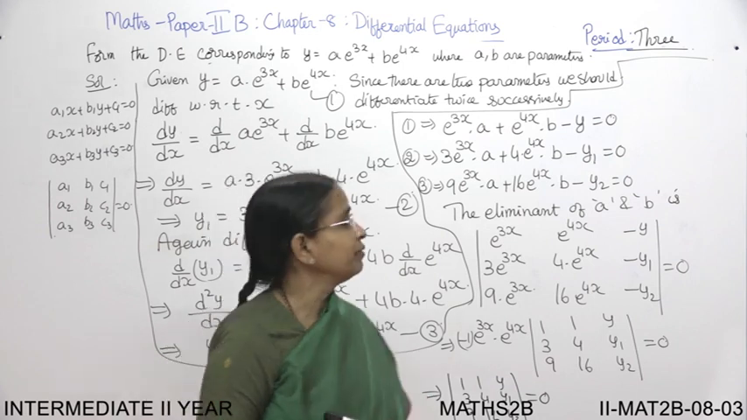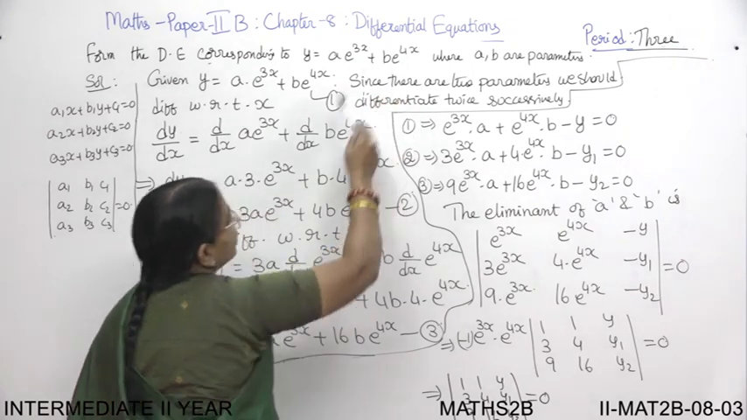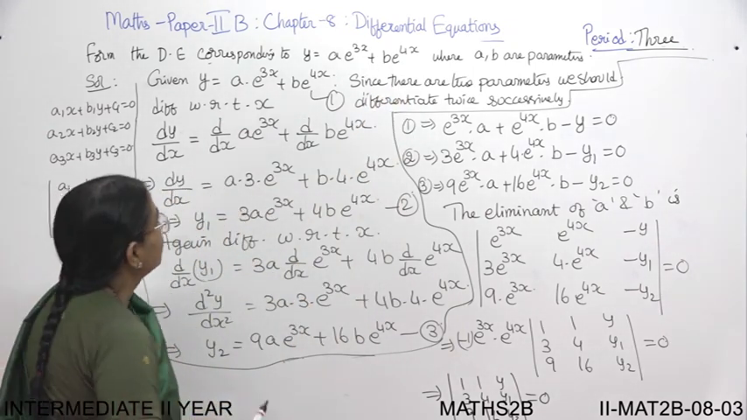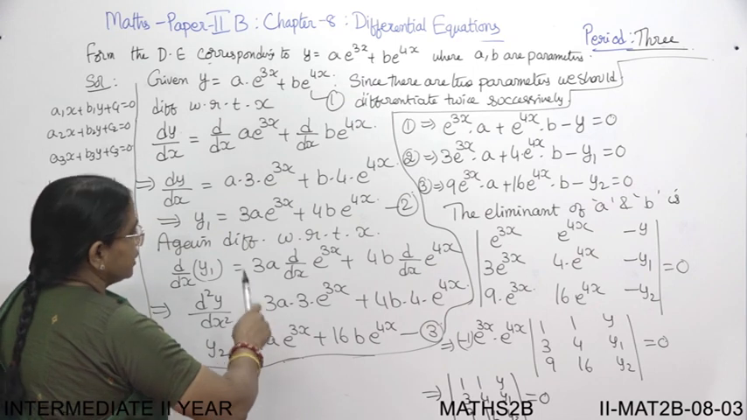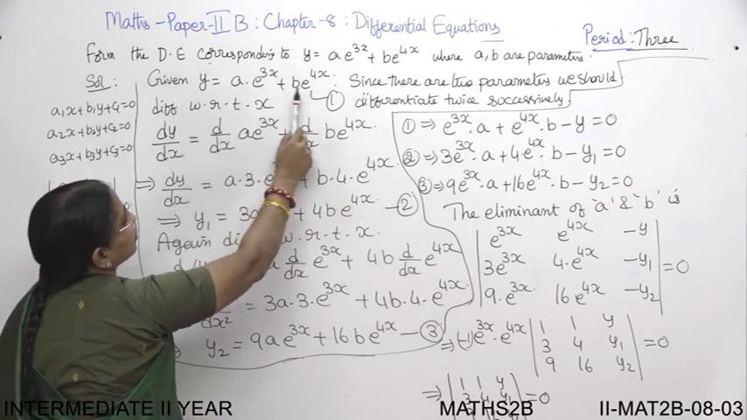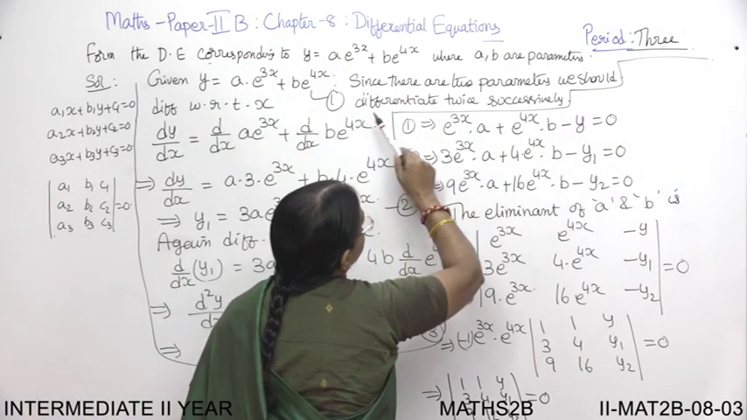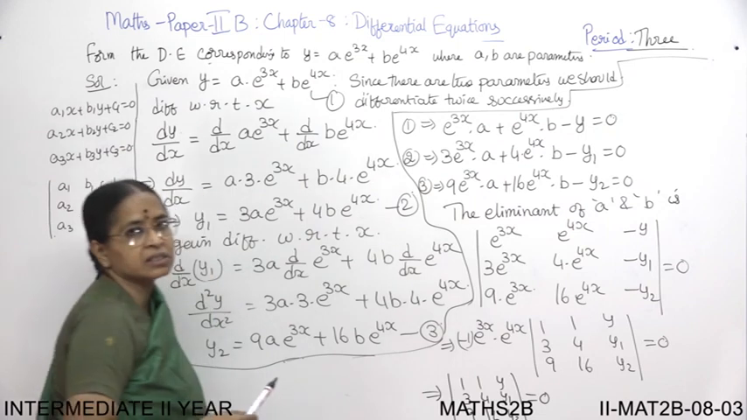Yesterday I gave one problem, the first homework problem. I thought you would get it very easily, but here you have 3 and 4. If it is the same number, you can easily get it, but here it is a lengthy problem, so I just solved it. See, you take y is equal to a e power 3x plus b e power 4x, because there are two arbitrary constants. Since there are two parameters, we should differentiate it twice successively.